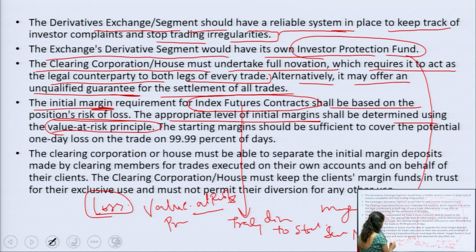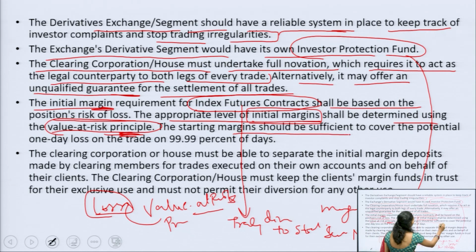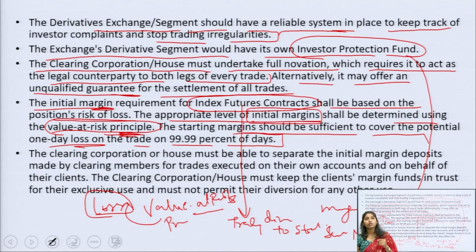If the initial margin is set according to this principle, then it will be helpful for investors to manage their particular losses. The starting margin should be sufficient to cover the potential one-day loss on the trade on 99.99% of the days. So this is what we are talking about with initial margin requirements, with respect to the losses investors are facing.